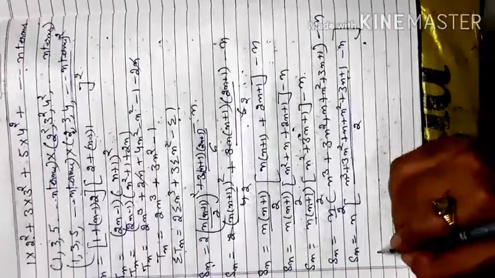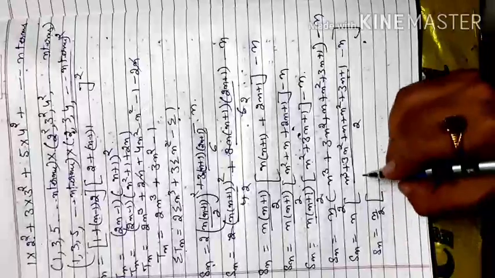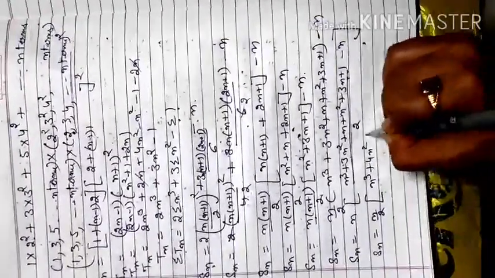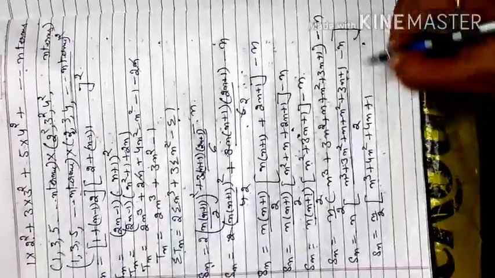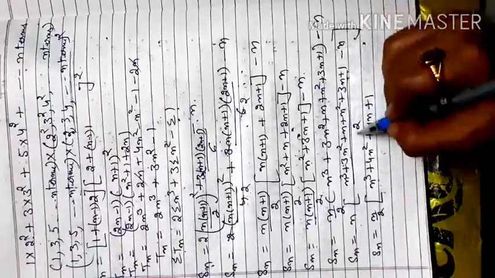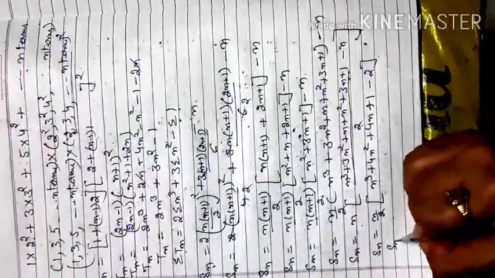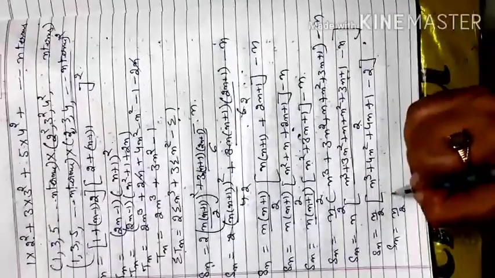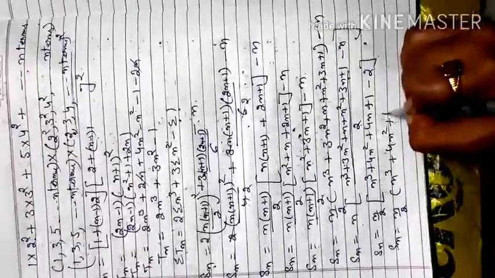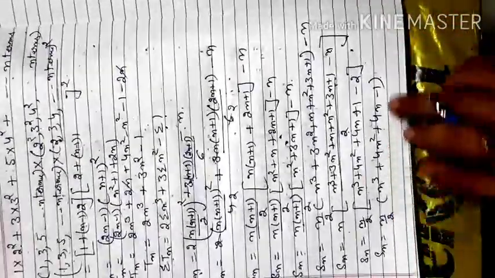So I will take the LCM and take n by 2, the denominator, outside as common. So what is left inside? n cube plus 4n square plus 4n, and here if I take n common, 1 is left. Okay, so when I take the LCM, that becomes minus 2. So Sn is equal to n by 2, and your required answer is n cube plus 4n square plus 4n minus 1. So that is your required answer for the sum of n terms.